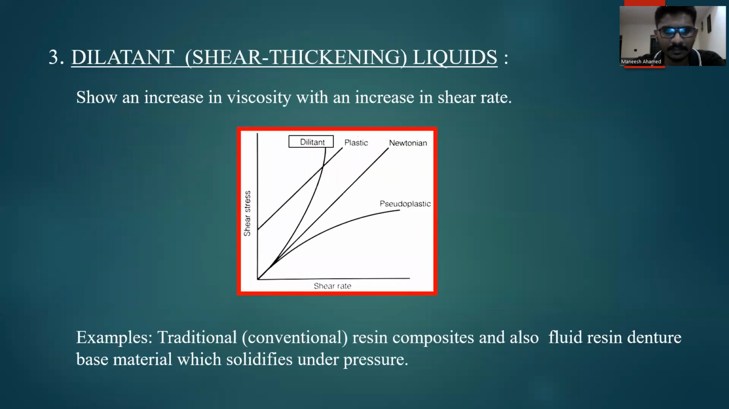The third is the dilatant, or shear thickening, liquids, which show an increase in viscosity with an increase in shear rate. Examples are conventional resin composite and also fluid resin denture base material, which solidifies under pressure.